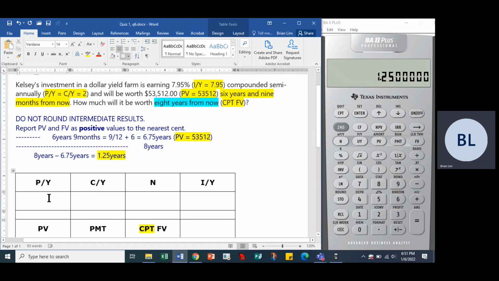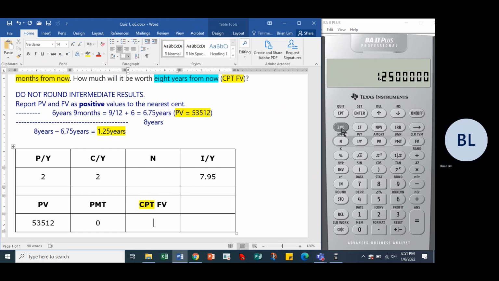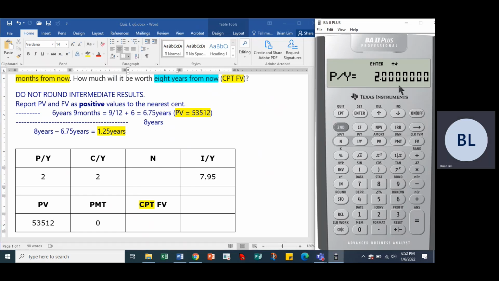Other than that, we are quite well set. Py, Cy, they're each 2. And n, we will use the calculator. Iy is 7.95. Present value is 53512. Payment is 0, and we are computing the future value. Let's use the calculator now. So second Iy, and Py is 2 already. We can just check to see Py is 2 and Cy, they're both 2. Let's quit, second CPT.